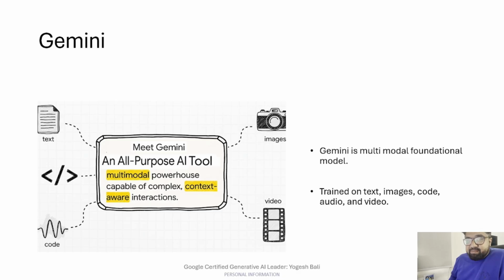Now comes Gemini. Gemini is a multi-model foundational model. Foundational model we know is trained on a vast amount of data. Multi-model means Gemini is trained on text, video, audio, code, different types of data types. Also, Gemini can answer if you ask it a question which includes text or image or video or a combination of them, and then you ask Gemini to give the output in video form only. That also Gemini can do because it is a multi-model powerhouse.